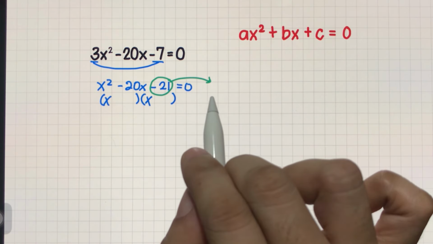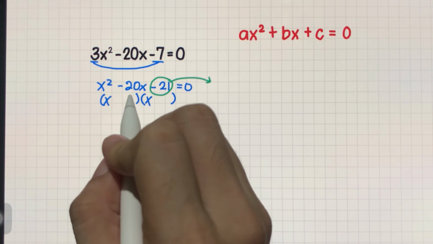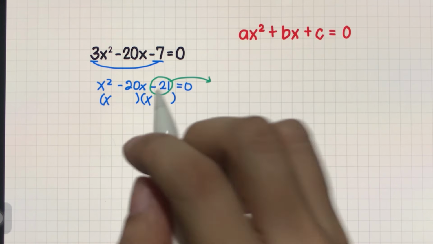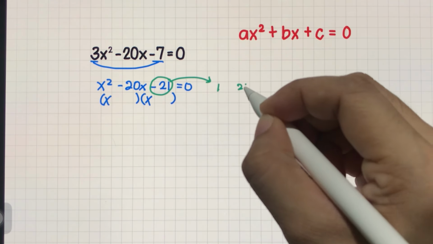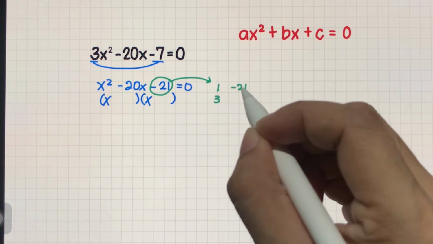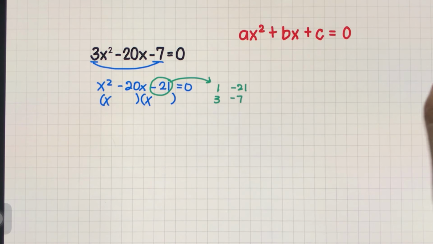Now which one of the factors will be negative? We'll look at the second term. If the second term is negative, it means that the higher factor must be negative. So for negative 21, it could be 1 and 21. The higher number is 21, so that will be negative. It can also be 3 and 7. The higher is 7, so that will be negative. And that's it. Now let's add them.